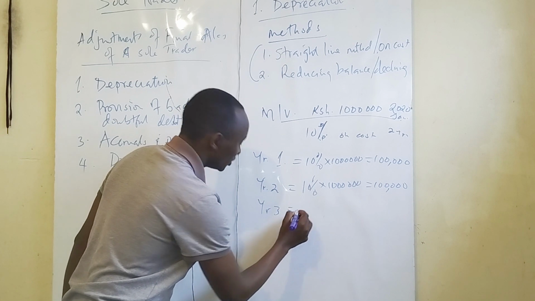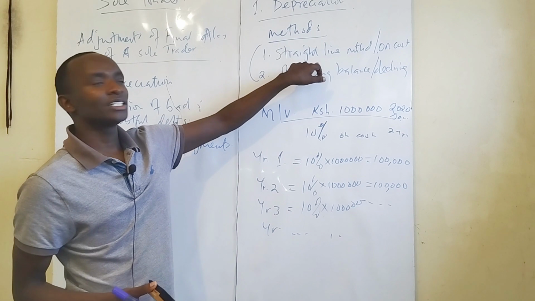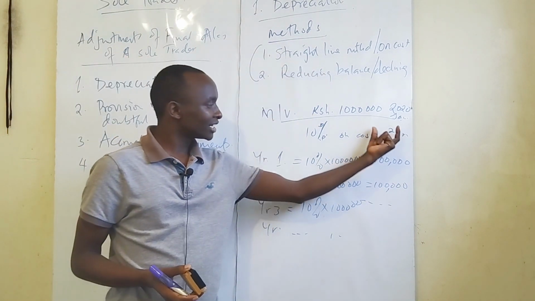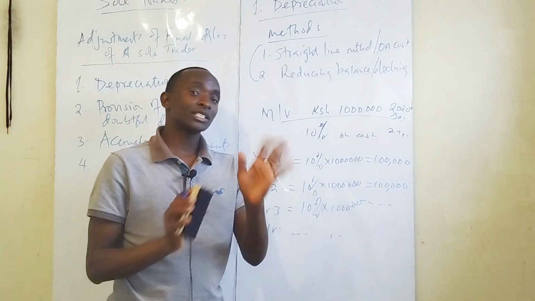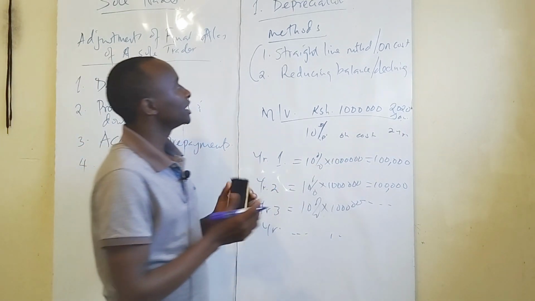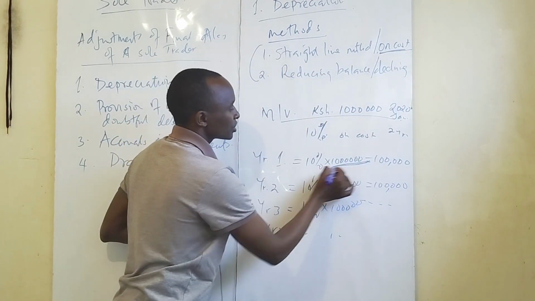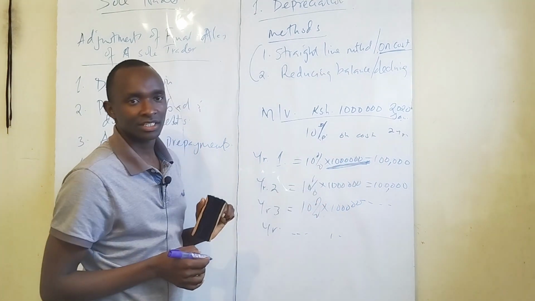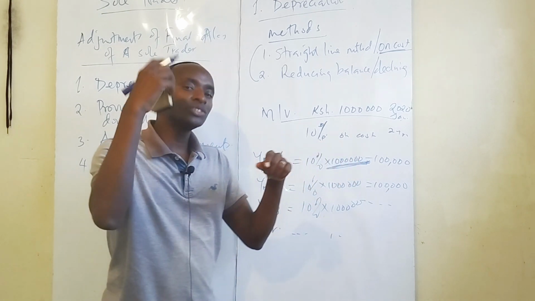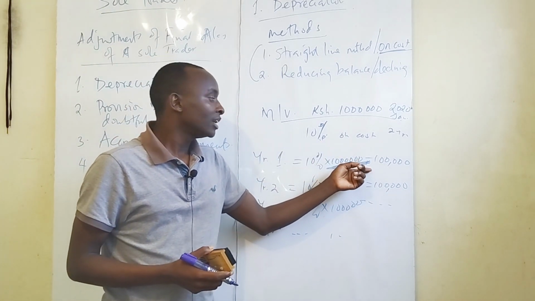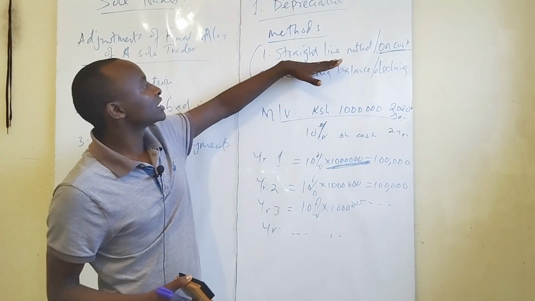Year three will be the same 10% of 1 million. So it means nothing is changing. It is straight line, it's 100,000 depreciation throughout its economic life. Nothing is changing. That's why we are saying the depreciation is on cost, because you are dealing on the cost of that particular non-current asset. We are depreciating on the original cost of that particular non-current asset, irrespective of the number of years that it has stayed in the business. That's why it is straight line.